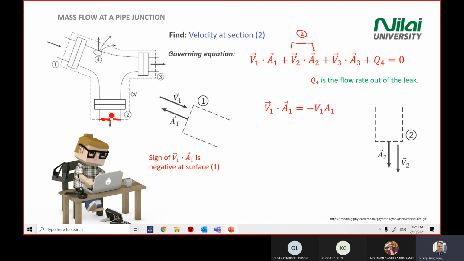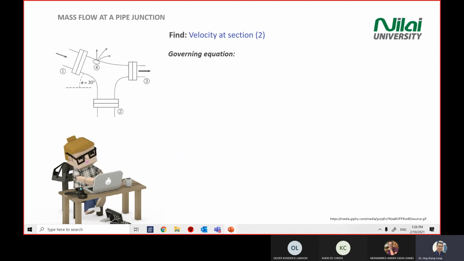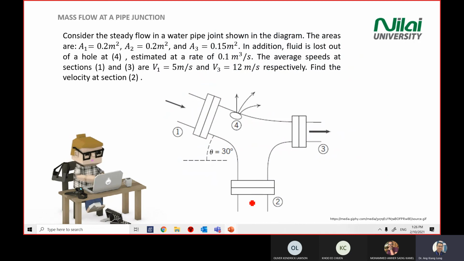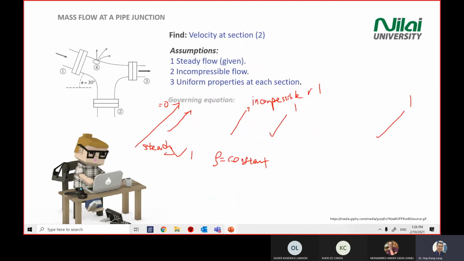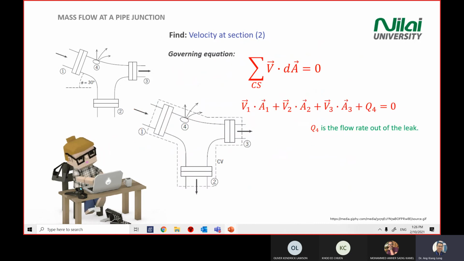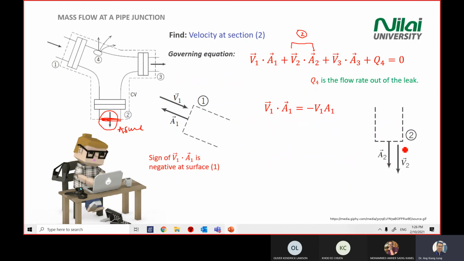Velocity, in this case, we assume this direction. We assume it's going down. Why? Because in the question, it is empty there. In the question, there's no arrow here. So you need to do your own assumption. In the test also, it will be the same scenario. You need to assume a certain direction of the flow. Okay, so we go back to this example. So point number 2, we assume it's going down.